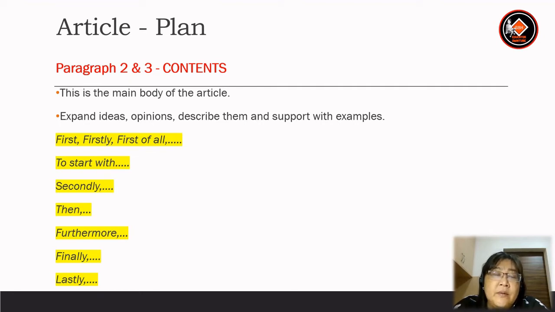So there are many phrases that you can use. First, firstly, first of all, remember that you can use the linkers to start with, secondly, then, furthermore, finally, lastly.